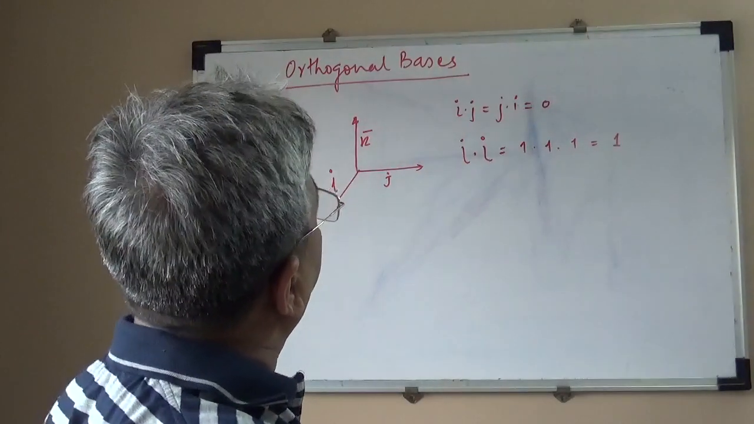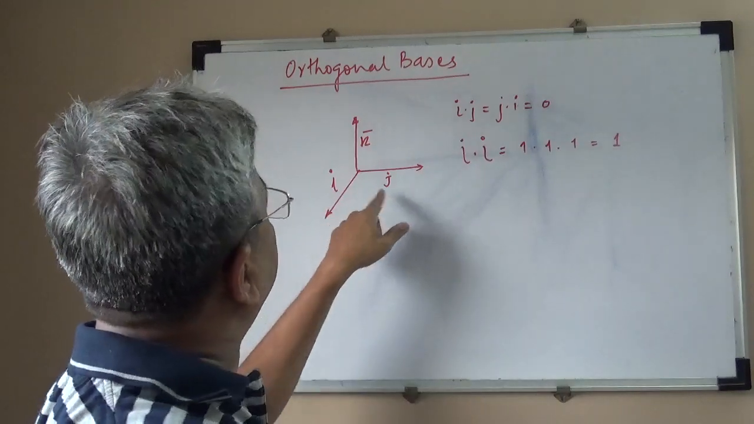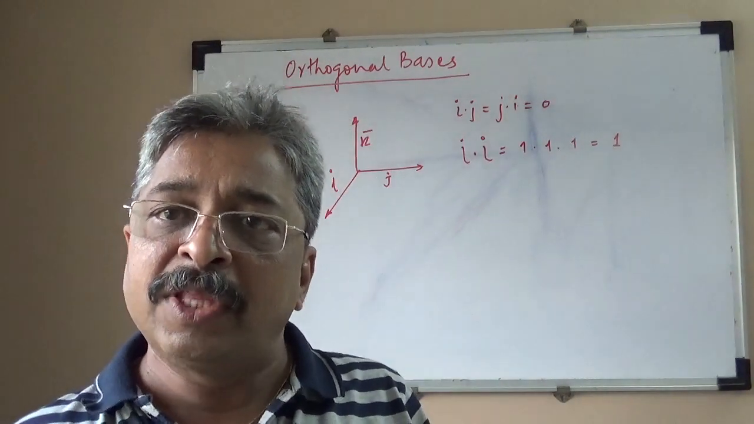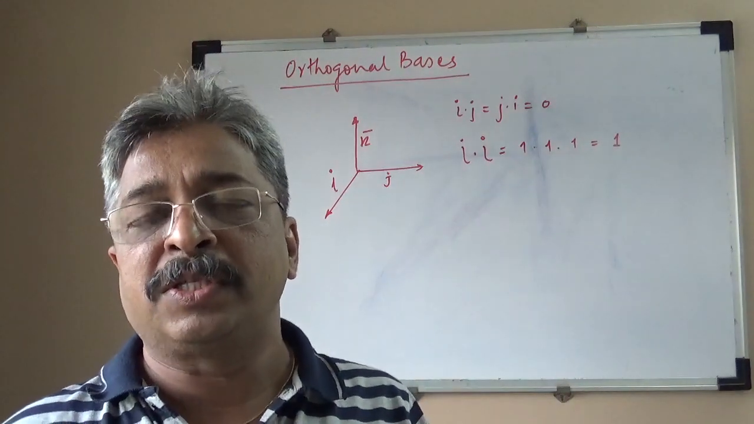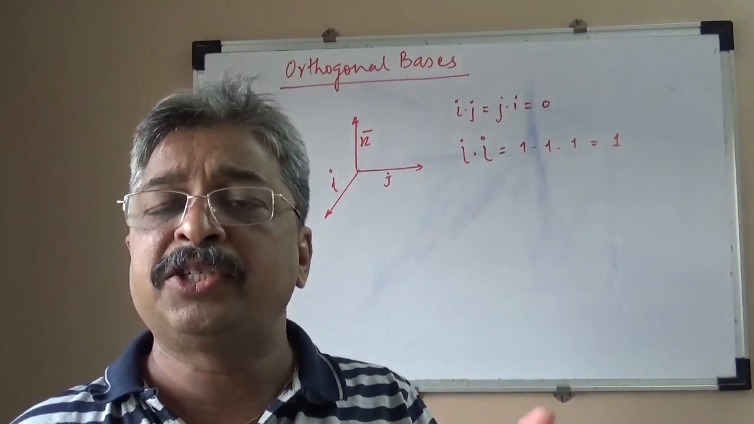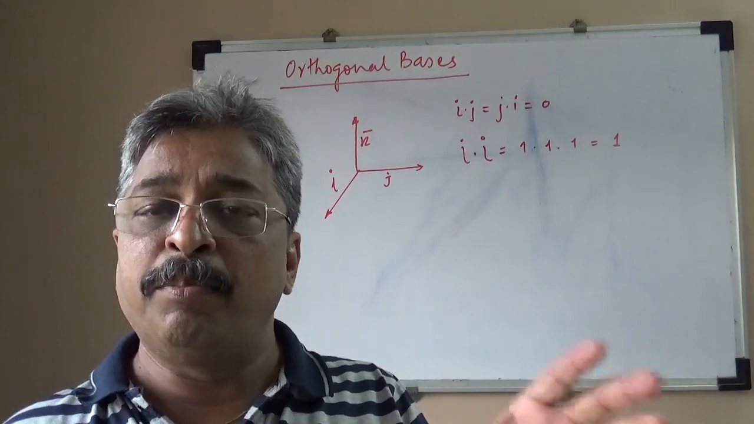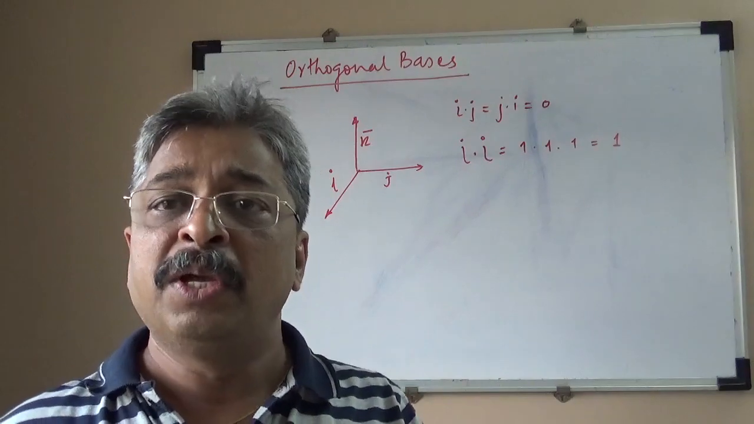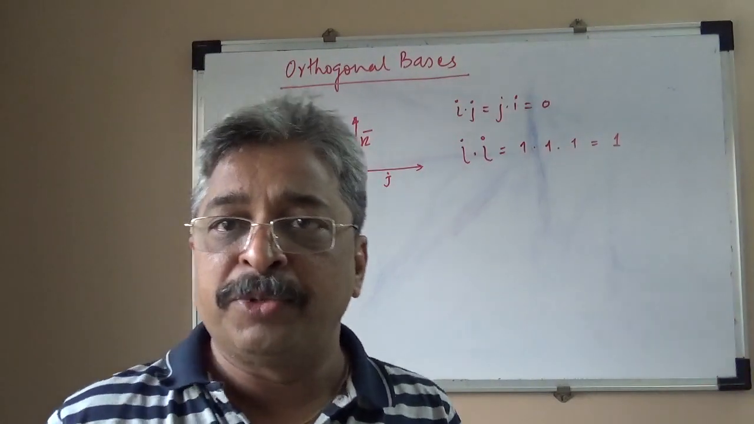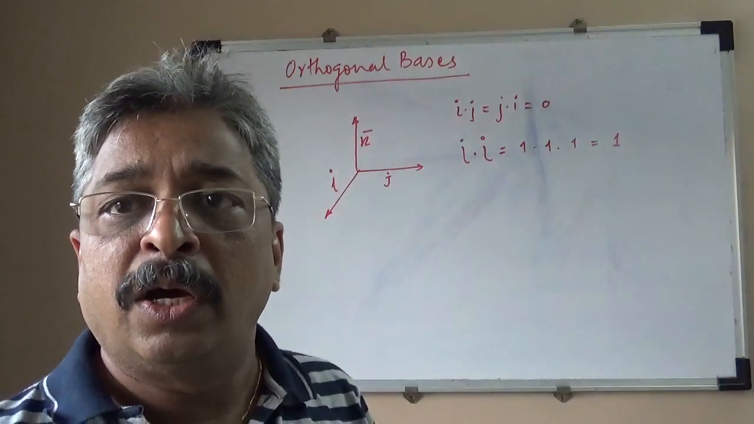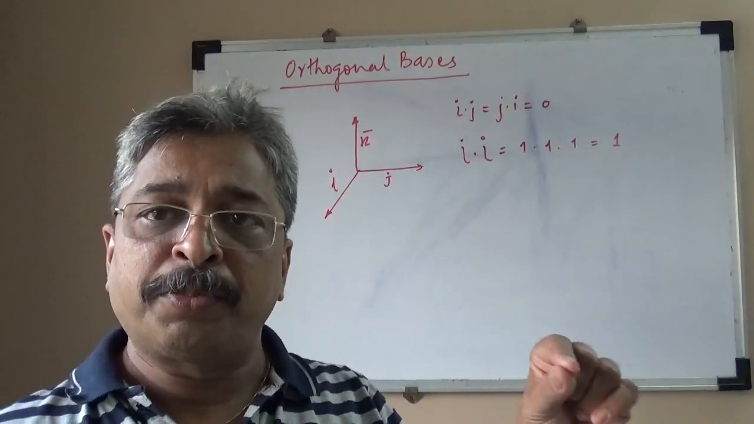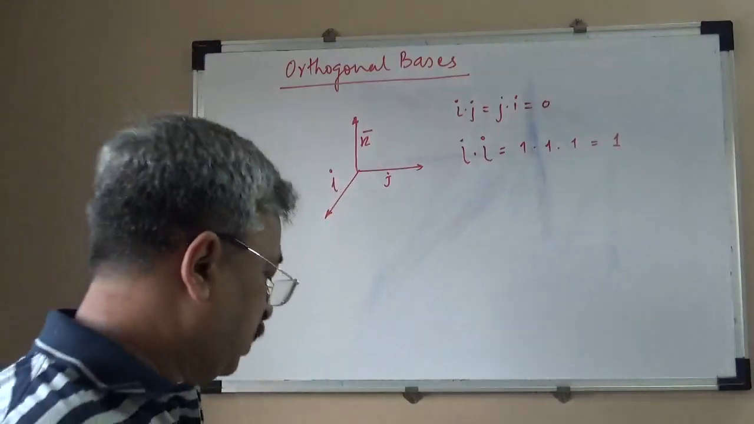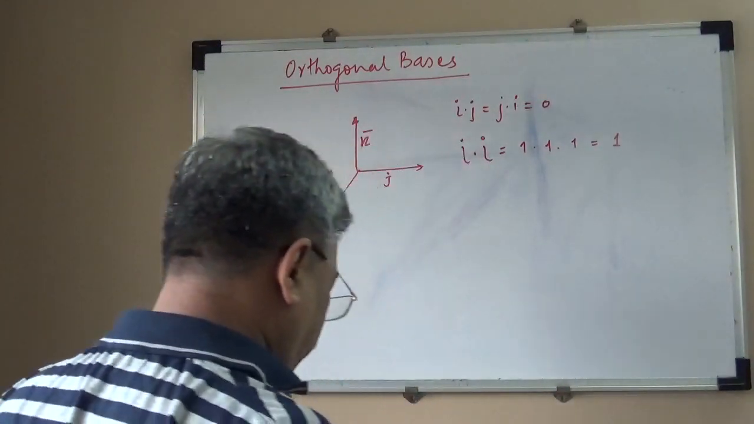So for any of i, j and k, if the dot product is taken with another one, it is going to be 0 because they are perpendicular. That is the advantage of having them mutually perpendicular. If they are not perpendicular, if it is an oblique system, then your cos theta is not going to be 0. We are using the definition of dot product, which has a cos theta in it, and therefore we are taking them mutually perpendicular.